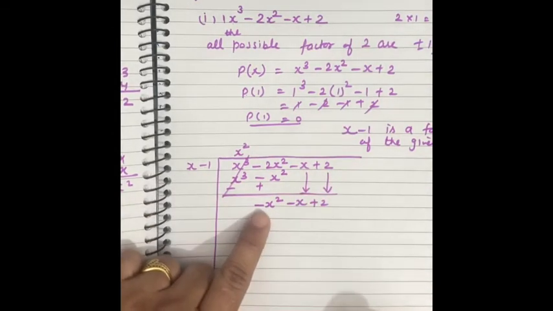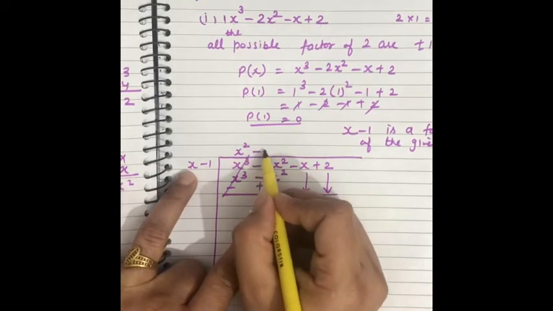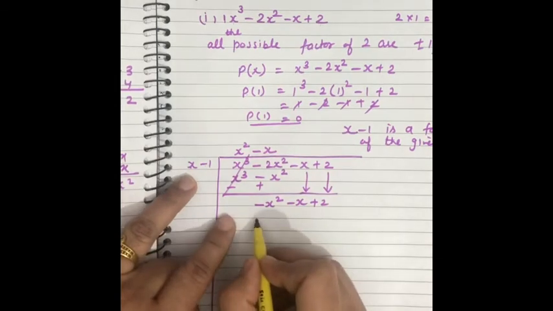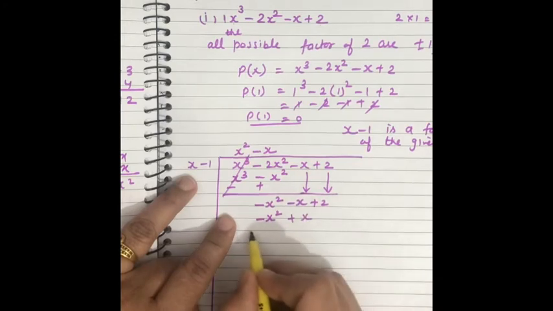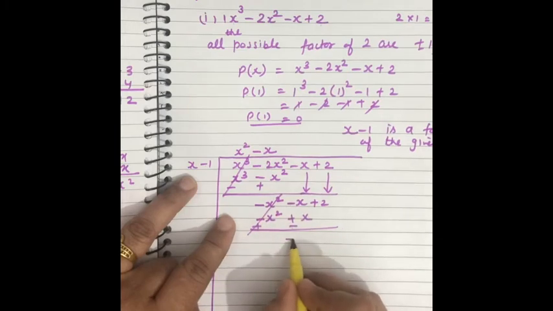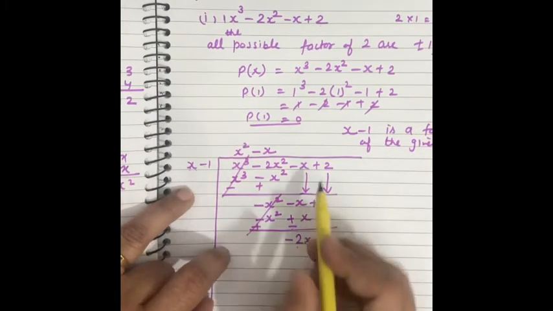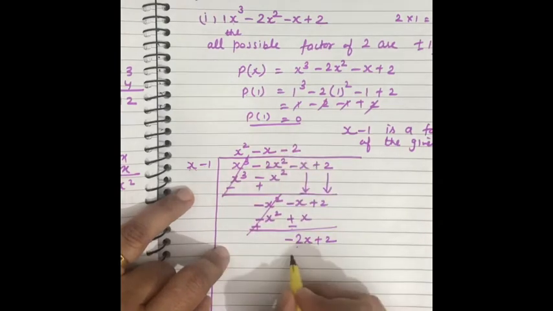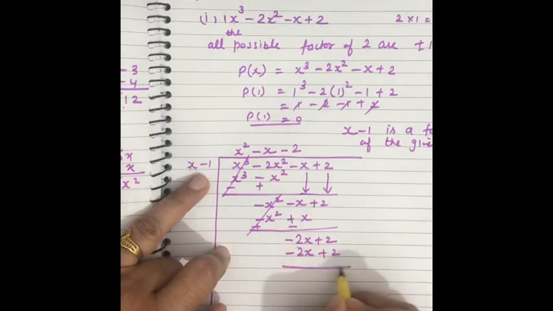Now see here, minus x square is required and here it is x with positive sign, so I'll multiply it by minus x. It will be minus x square, negative negative positive, plus x. Again change the sign, cancel, negative negative positive, minus 2x plus 2. Here it is minus 2x, here it is x, so I'll multiply it by minus 2. Minus 2x, negative and negative is positive, we change the sign, 0.